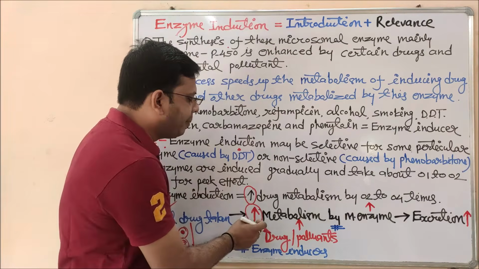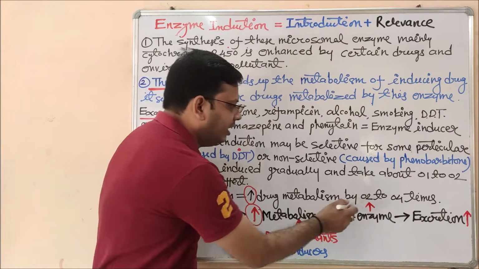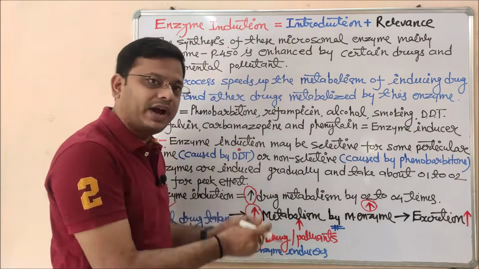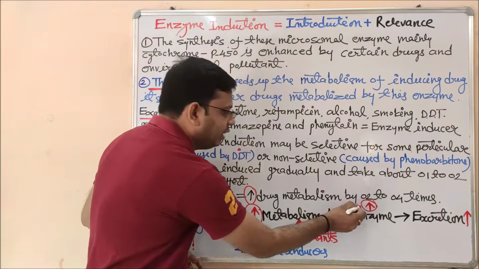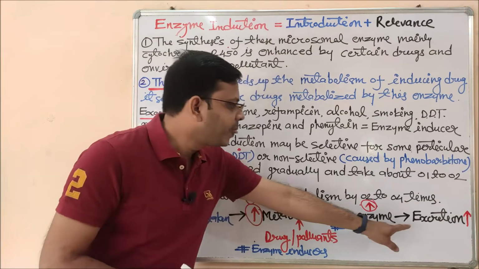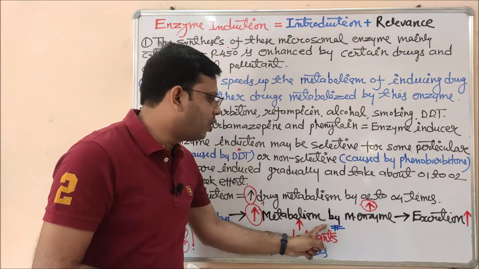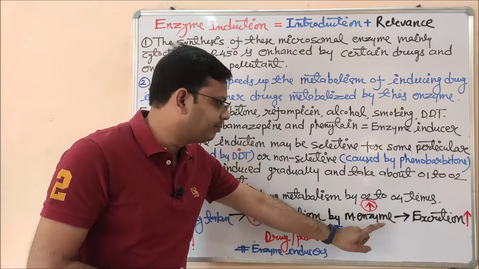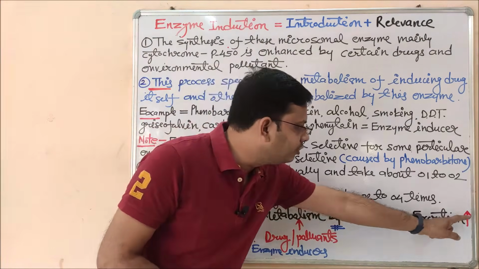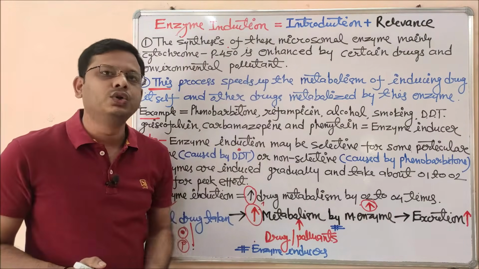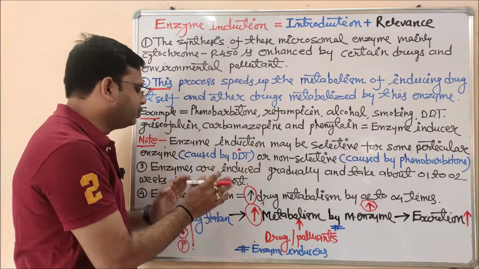So now what is going to happen? If the metabolism is increasing, definitely those enzymes are increased. That's why the metabolism increased. And finally, if the metabolism of the particular drug is increased because of the increase in enzyme, its excretion will also be faster. So this is called the enzyme inducer effect.